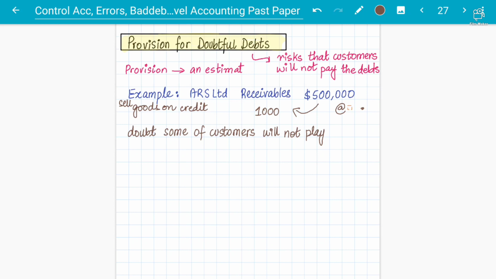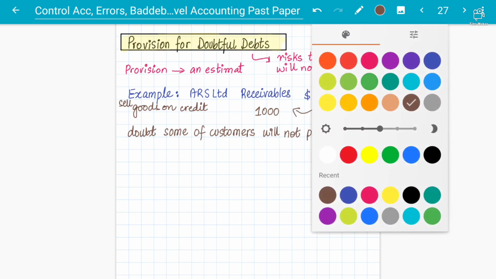So that is basically a basic example and idea. They will doubt that some customers will not pay their debts. Okay, will not pay their dues. That's what I've written as well. So this is an introduction and idea.